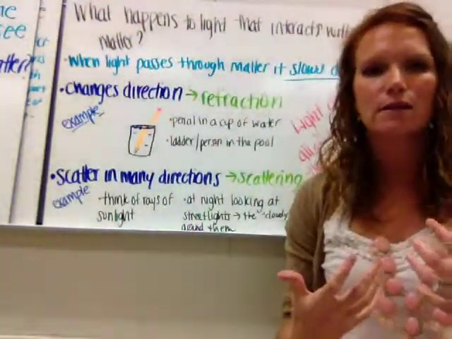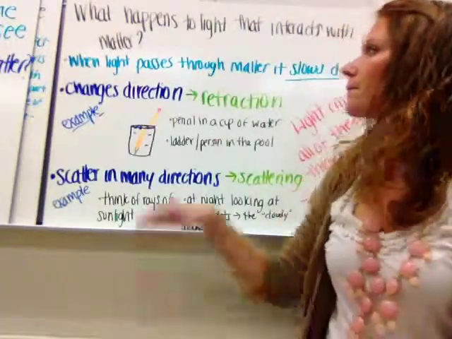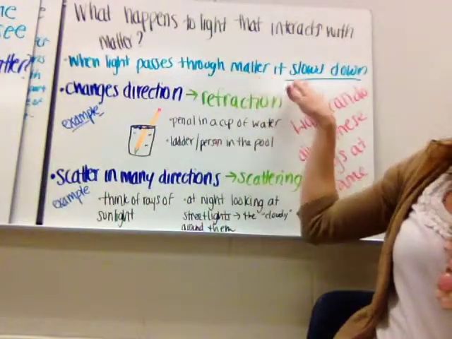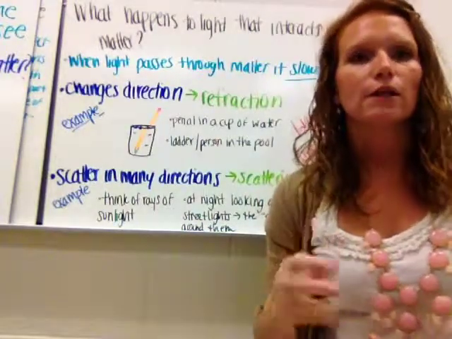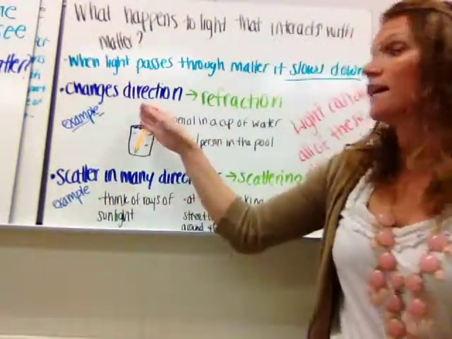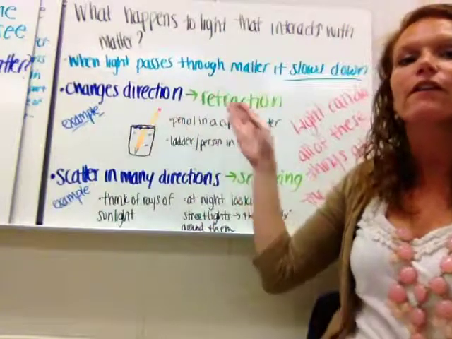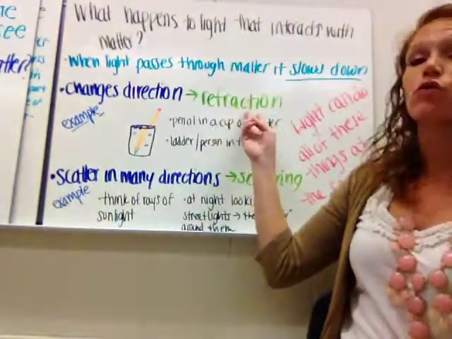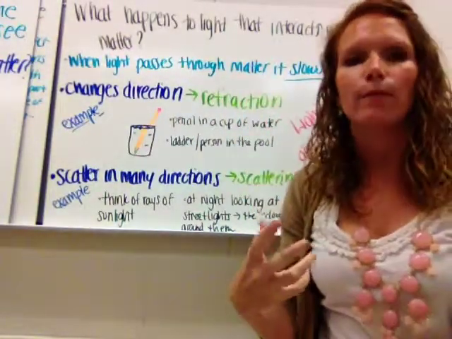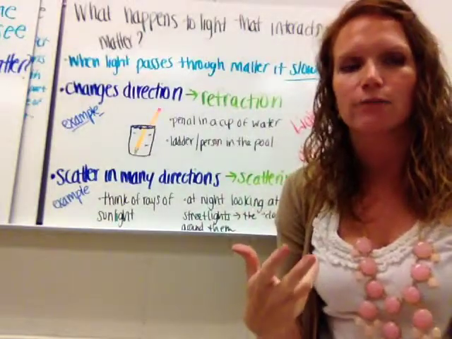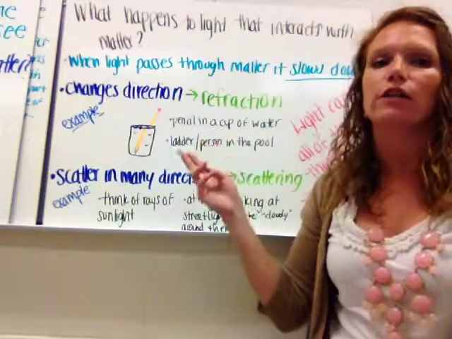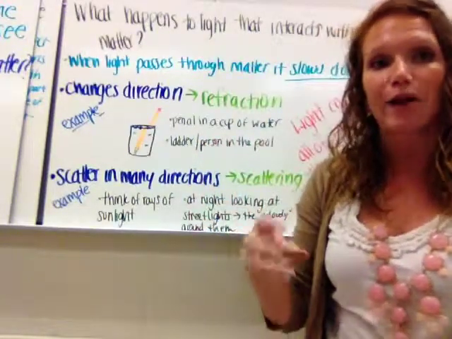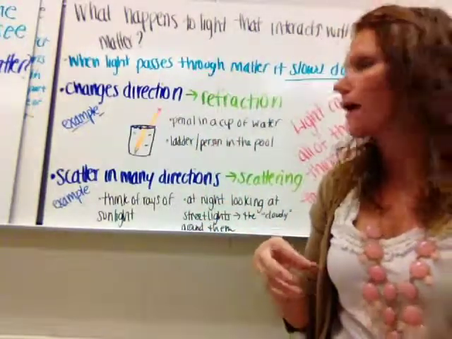So what happens to this light as it interacts with matter? When light passes through matter, it slows down dramatically. That change in speed causes two things to happen. It can change the direction of the light. If the light changes direction, this is called refraction. So reflection, remember, was the exact same angle, the exact same direction. If the direction is changed, that is refraction. So we have reflection, same, refraction, different, okay?